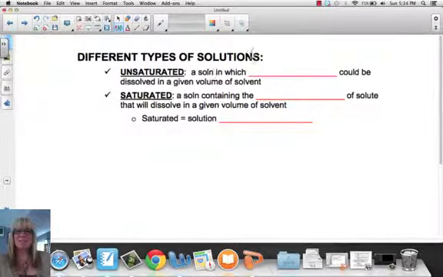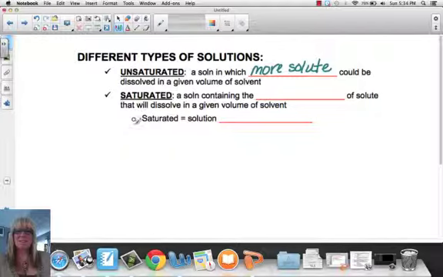Unsaturated: a solution in which more solute could be dissolved in a given amount of solvent. Remember last time we got together we said that the solute is the thing that's being dissolved and the solvent is the thing that is doing the dissolving.